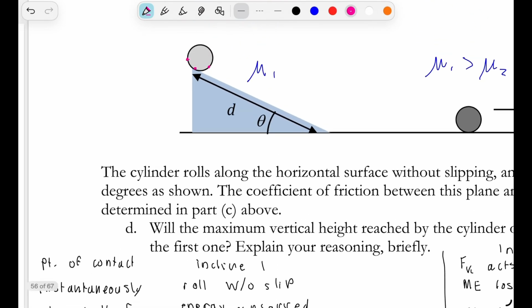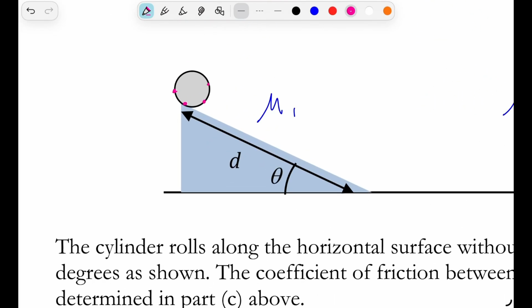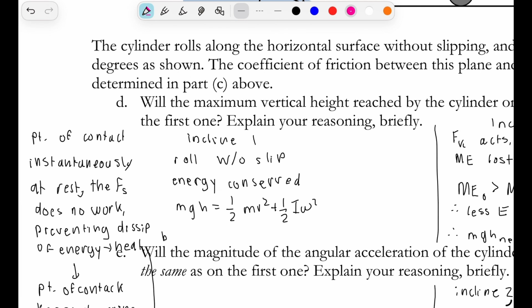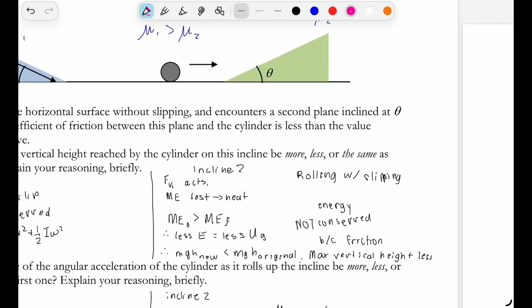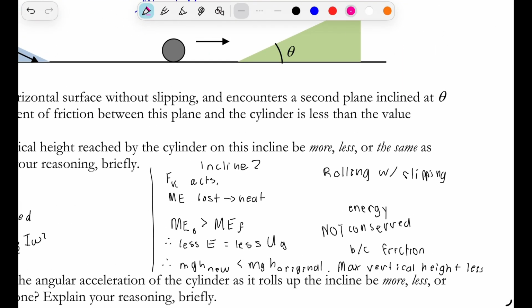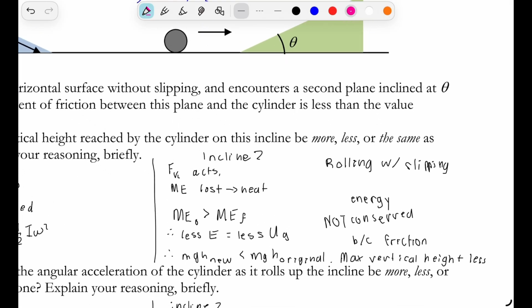So imagine this, each time you're rolling, it's instantaneously at rest, which means that each of these points are the points where the friction acts. And then after that, the point changes as it rolls around. So you can imagine this is just like going around. This is one point it's in contact with the incline here, then here, then here, because it's rolling just for a brief moment.